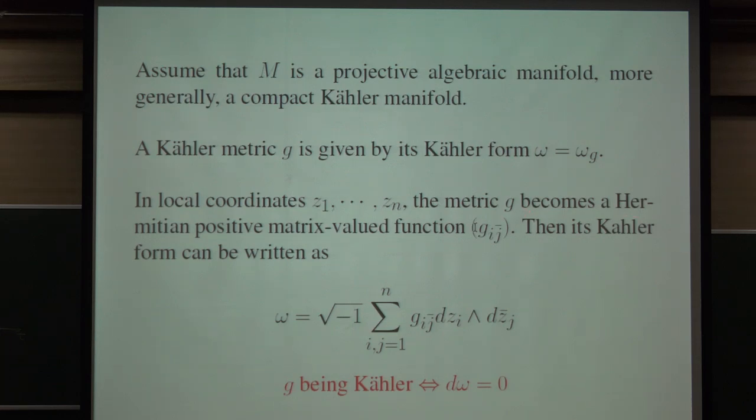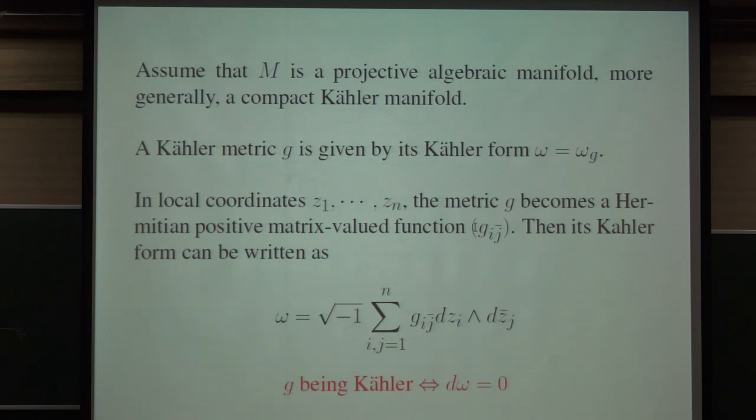So it's a Hermitian matrix valued function. And if you just have this, it's called a Hermitian metric. It's not a Kähler metric. We need more conditions, namely, its Kähler form. Okay? So even though this is defined in terms of coordinates, this form is actually globally defined. It's a two form. And for g being Kähler, you need one more thing, namely this is a closed form.